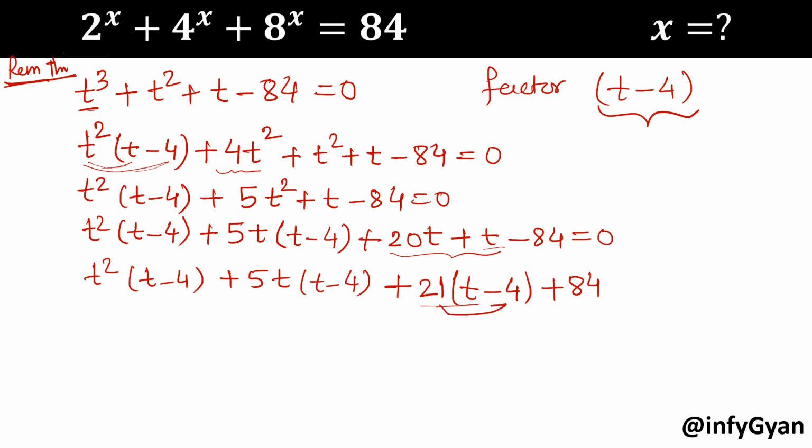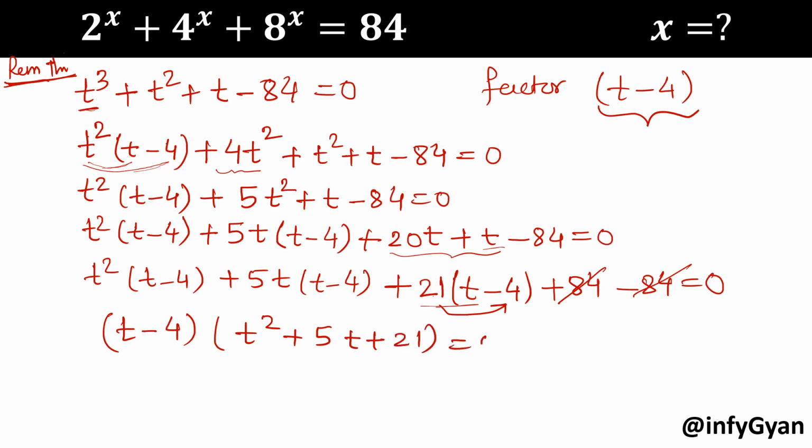This minus sign is extra, 21 times minus 4, so minus 84. To compensate minus 84, I need to add 84. Minus 84 plus 84 is equal to 0. Now see, this will get cancelled out. Take t minus 4 common from the overall bracket. So it will be t square plus 5t plus 21 is equal to 0.